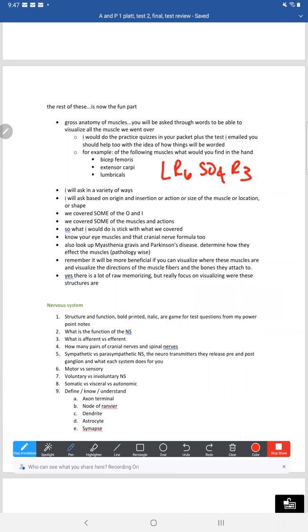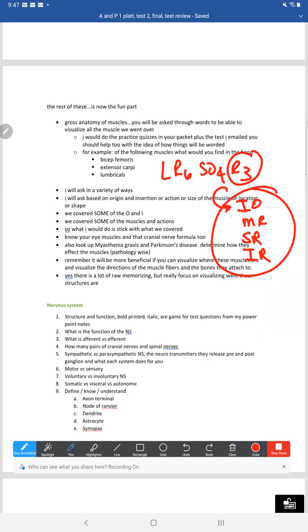LR6SO4R3. All right, inferior oblique, medial rectus. And what'd you say? Superior rectus, and inferior rectus. So that's what it means by all the rest of the eye muscles are innervated by cranial nerve 3.